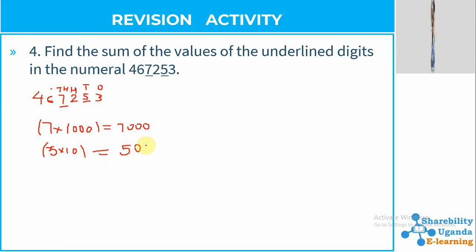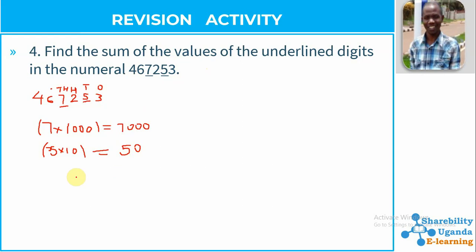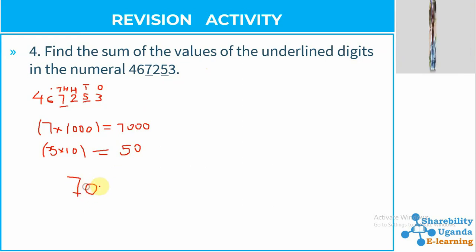Now we have been able to get the value of 7 and the value of 5. So let's come back to the question. They want us to find the sum of the values. We have got the values as 7,000 and 50. Now I want to get the sum of these values. So you write your value, which is 7,000, plus our value of 5, which is 50.